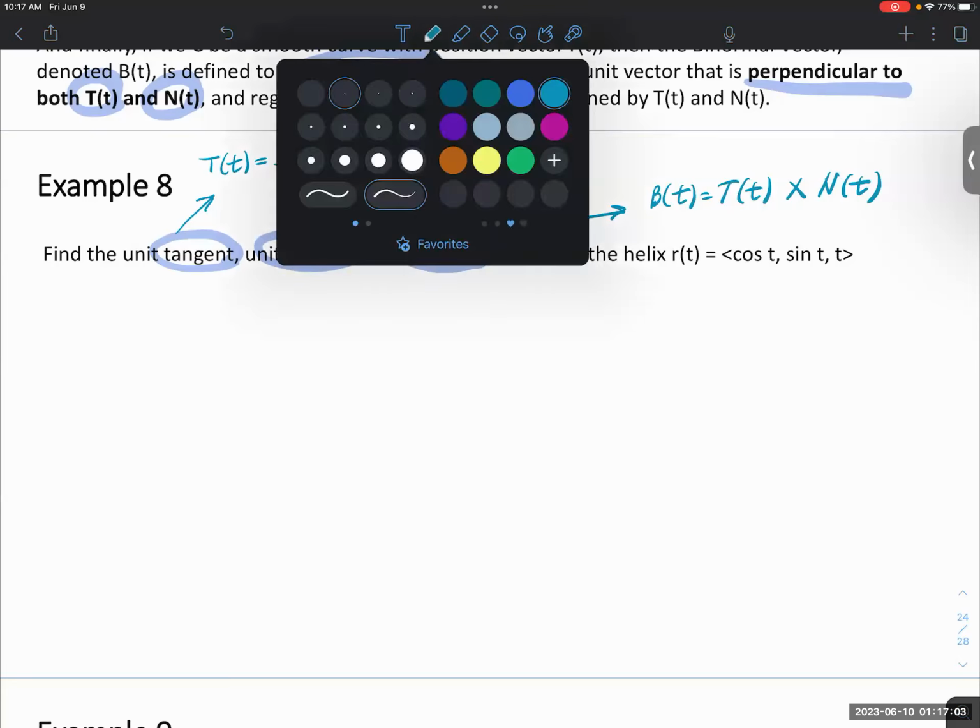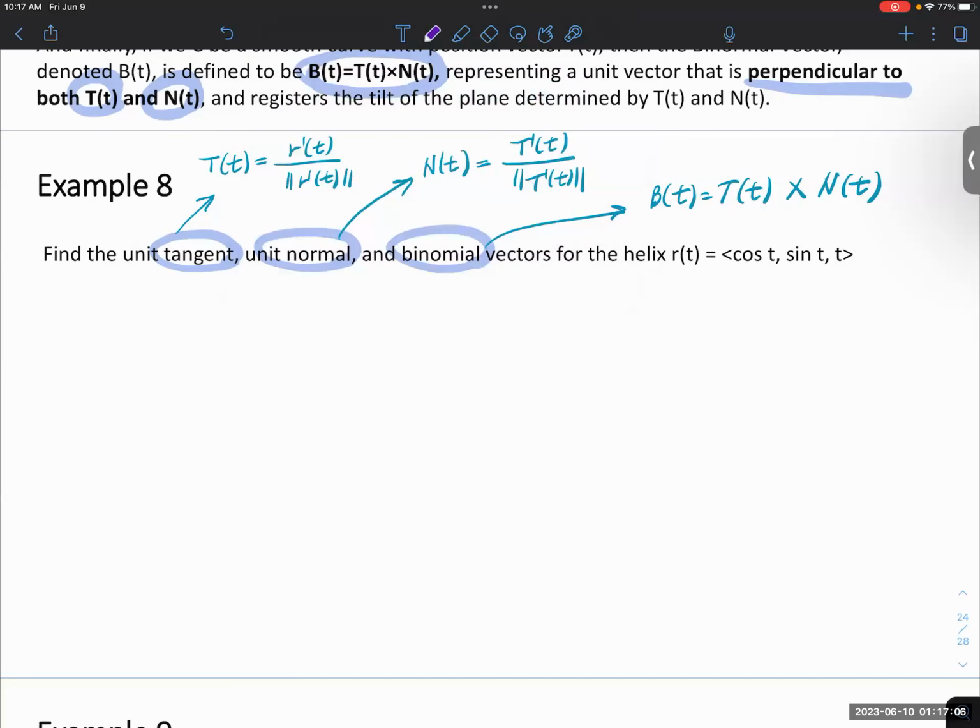So step 1, let's do step 1. Let's find the tangent vector. So we have r(t) equals cosine t, sine t.